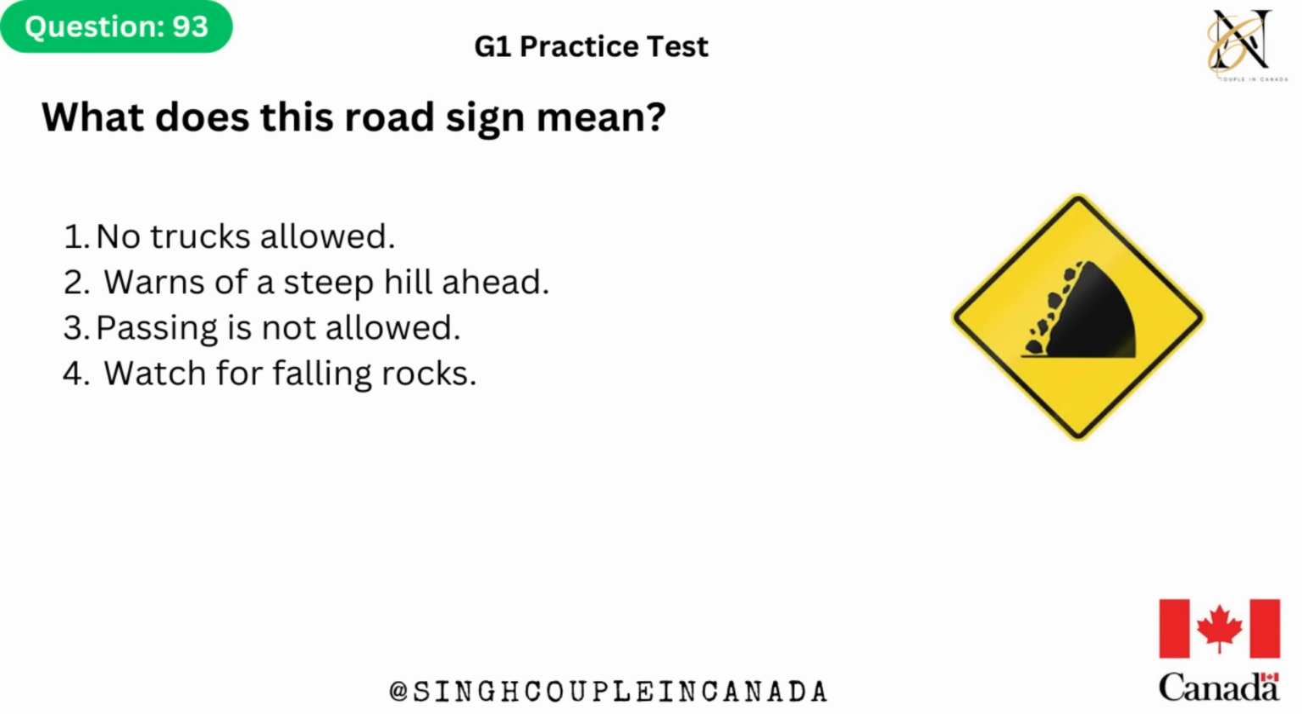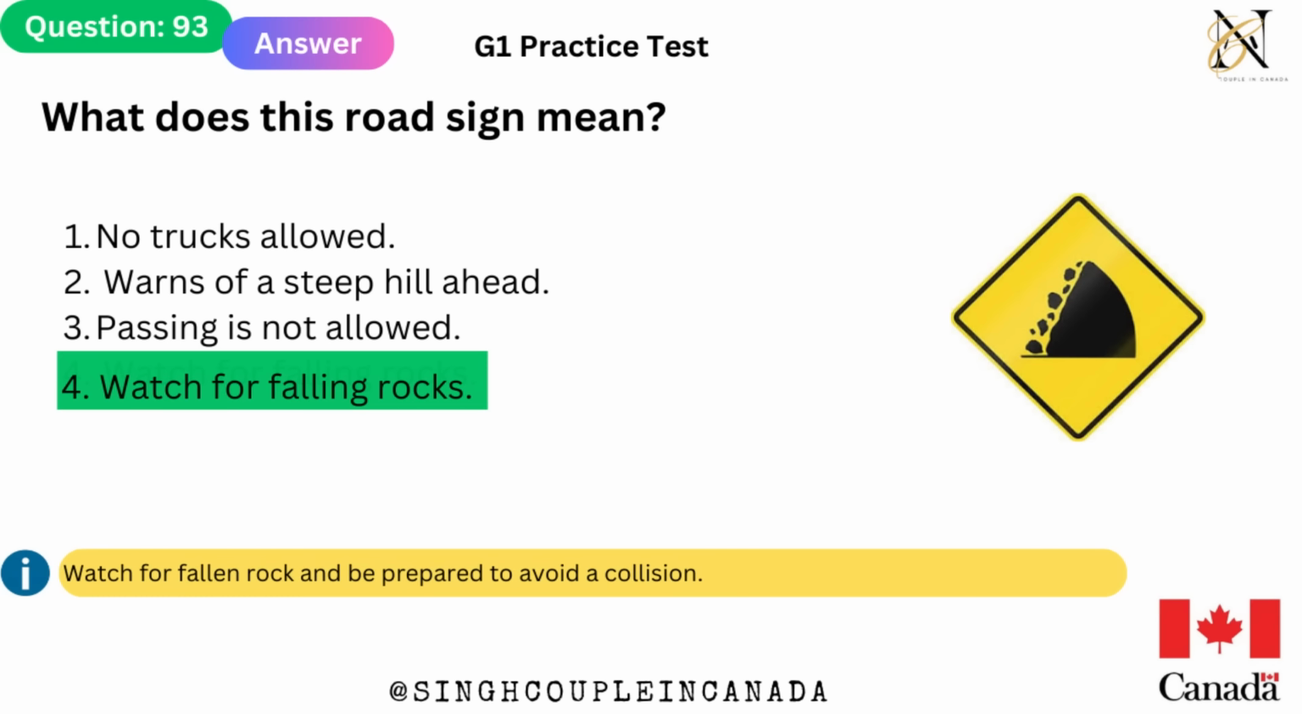What does this road sign mean? 1. No trucks allowed. 2. Warns of a steep hill ahead. 3. Passing is not allowed. 4. Watch for falling rocks. The answer is 4. Watch for falling rocks. Watch for fallen rock and be prepared to avoid a collision.